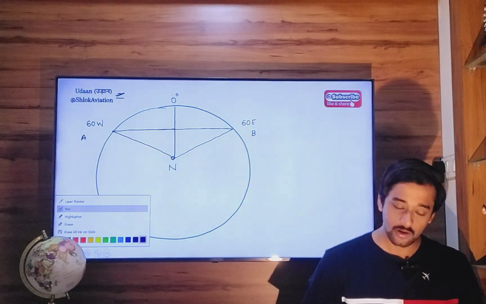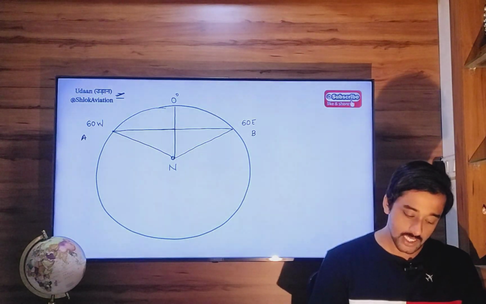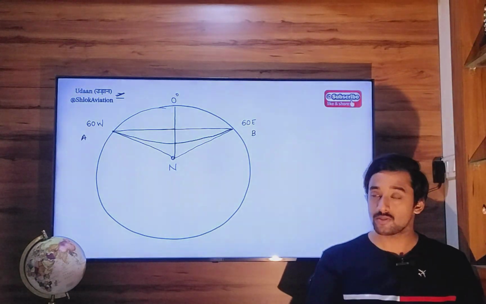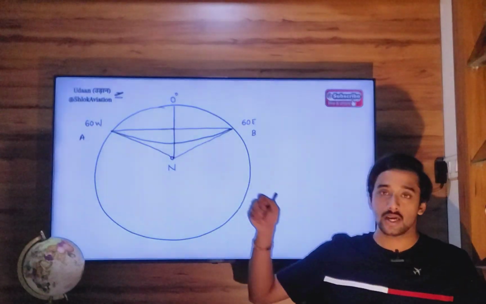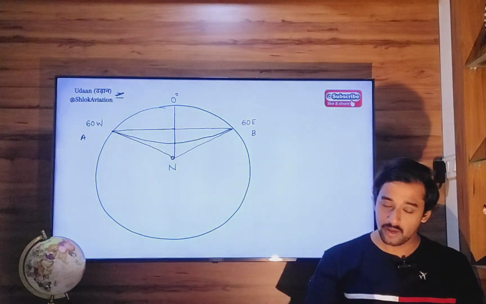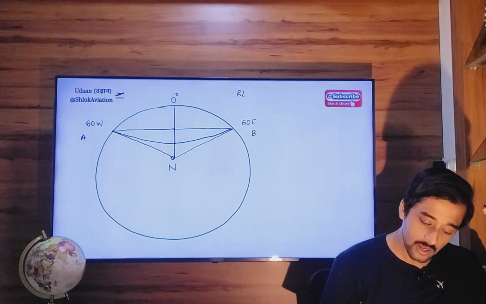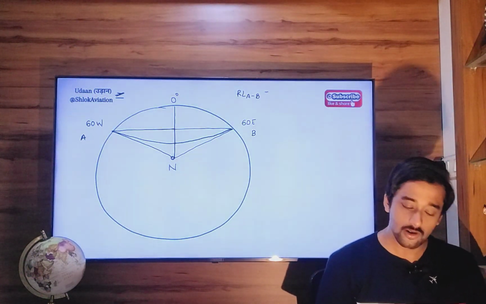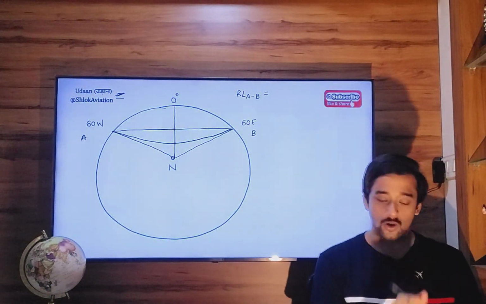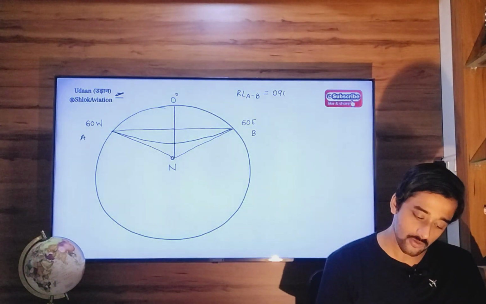Now on a polar stereographic projection, the great circle is convex to the nearest pole. It's convex means it bends towards the nearest pole. Now we have to find great circle track from A to B. Now what is rhumb line track from A to B? We are going from West Hemisphere to East Hemisphere. So we will be flying a track of 090.